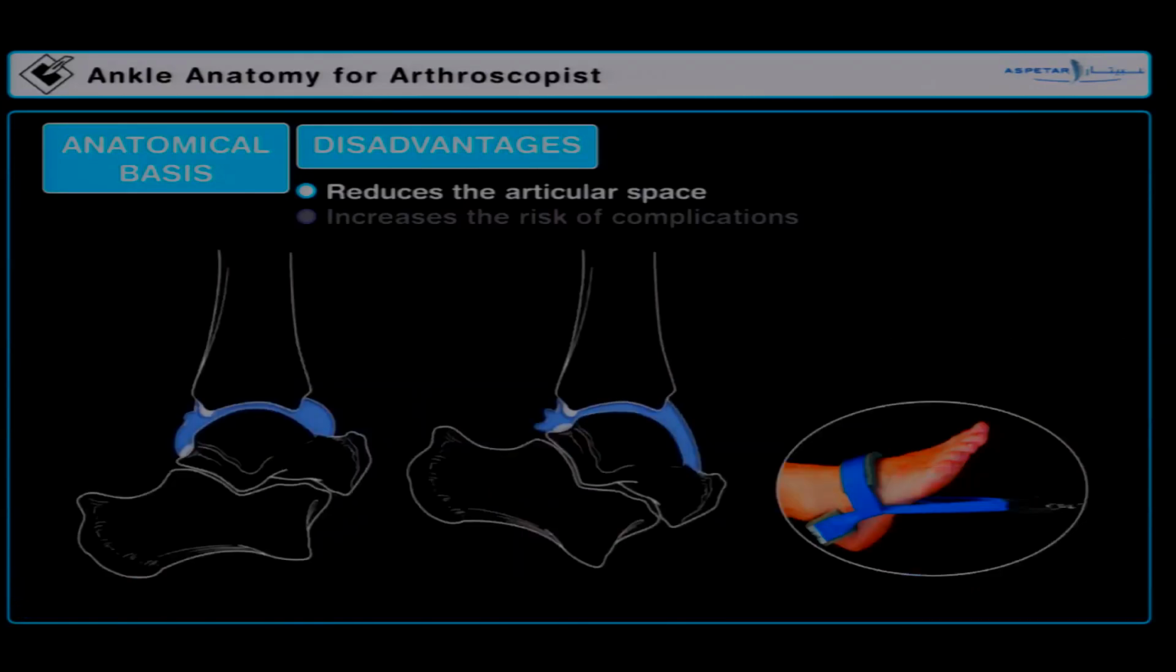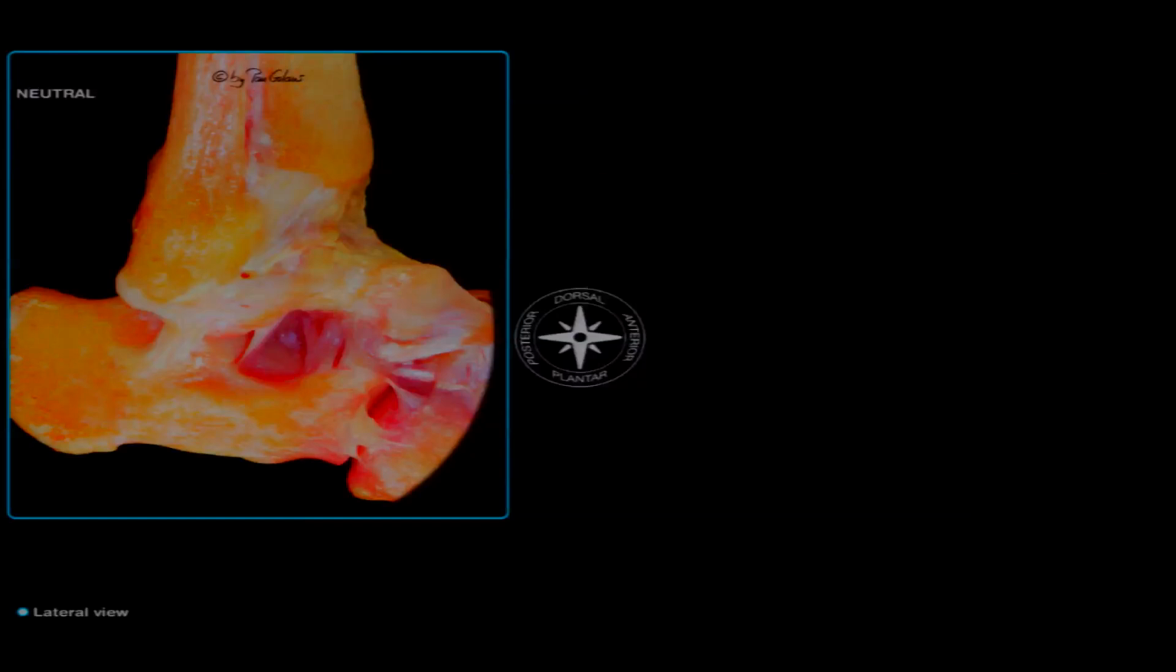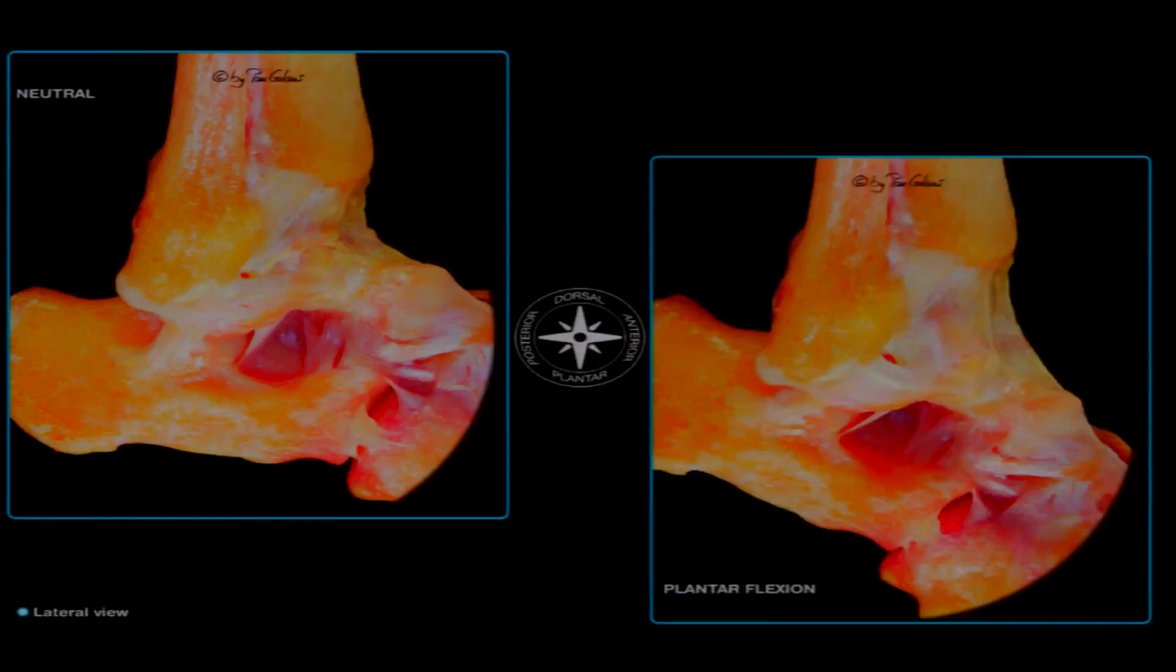The same occurs when the distraction and the foot is in the plantar position. The anterior capsule is also in traction. You can see in this anatomical image the ankle in the neutral position. You can see the joint capsule is relaxed, and when the ankle is in plantar flexion, you can see the capsule is in tension.